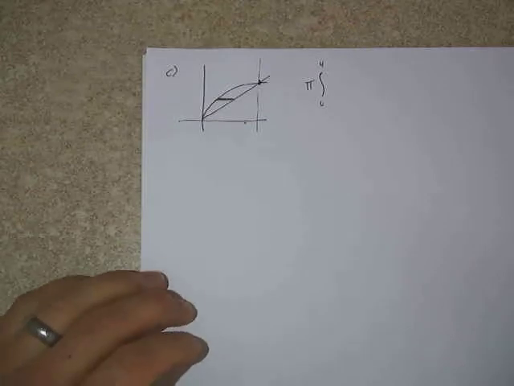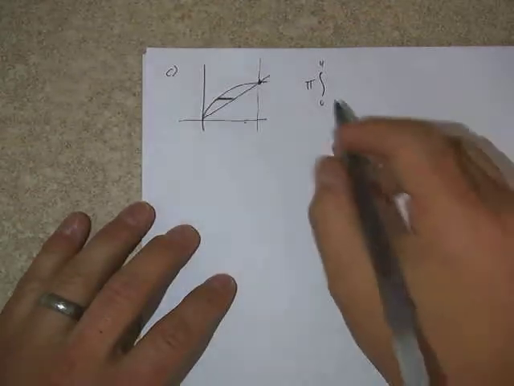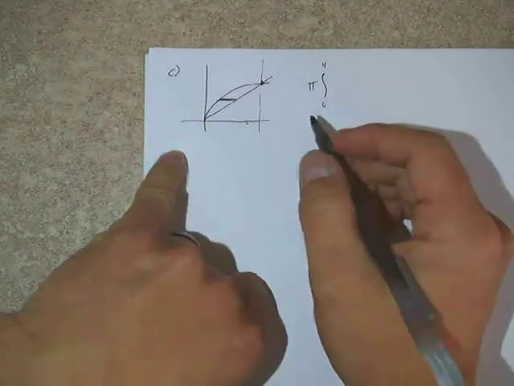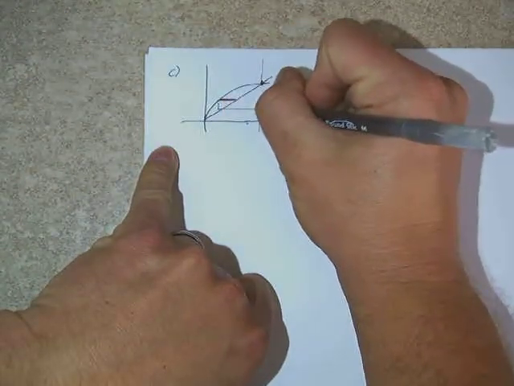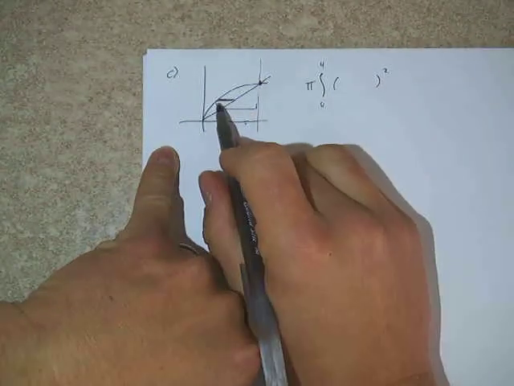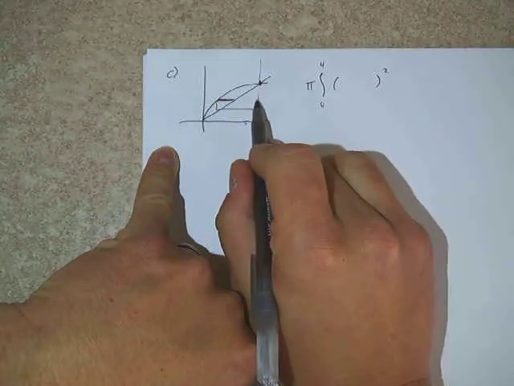And I'm going to tell you right now, on the AP test, if there's a problem like this, you'd get a point just for having that part right. Just for recognizing it's washers and having the pi and the right limits. You get 1 point out of 9 on a free-response question. So 11% of the problem you get right just for having that. So that's pretty good.